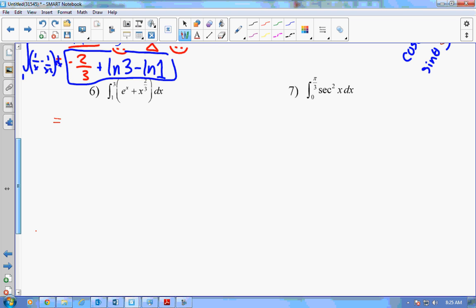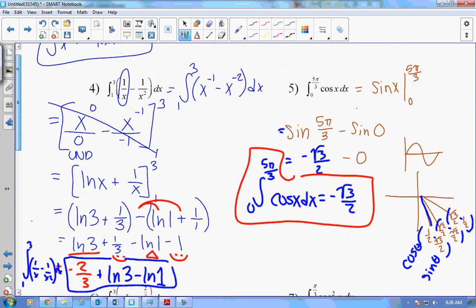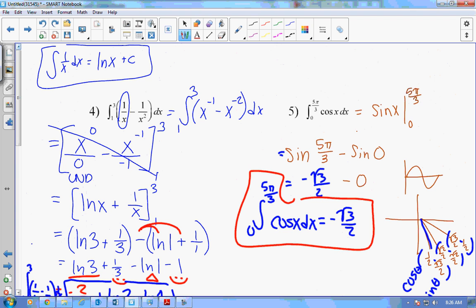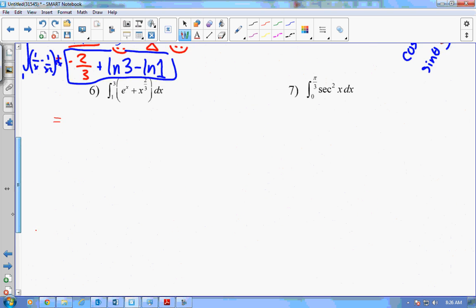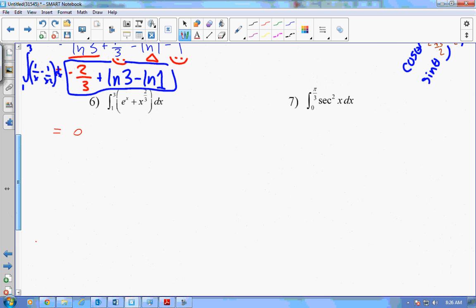If we integrate e to the x, what do we get? Because the derivative of e to the x is e to the x. So that's another thing. Maybe we should put that on the top here. We have this one. Add another one. Integrating e to the x dx is e to the x plus C. E to the x is a nice one because it's just itself. Okay, so we get e to the x.